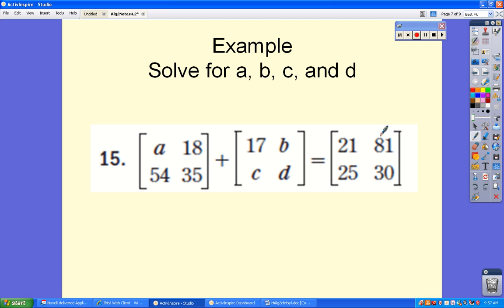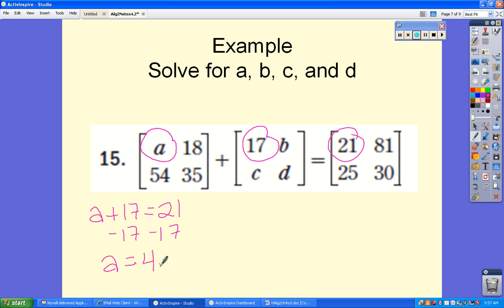Okay, how about this one? Solve for A, B, C, and D. This is another equation I was talking about. You got to match things up. A plus 17 equals 21. That is your equation. This is very easy for us to solve. Subtract 17, A equals 4. Okay, how about this one? 18 plus B equals 81. So I have 18 plus B equals 81. Minus 18, minus 18, B equals 63.